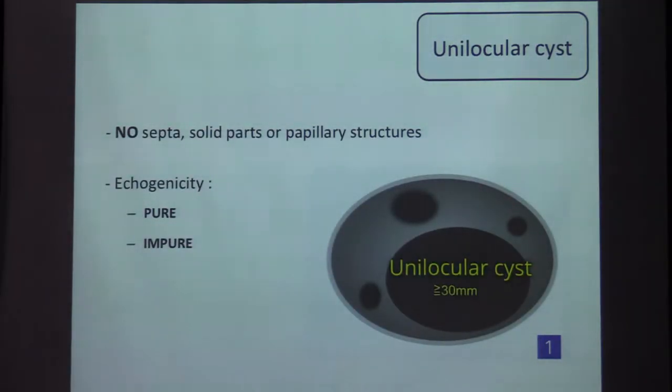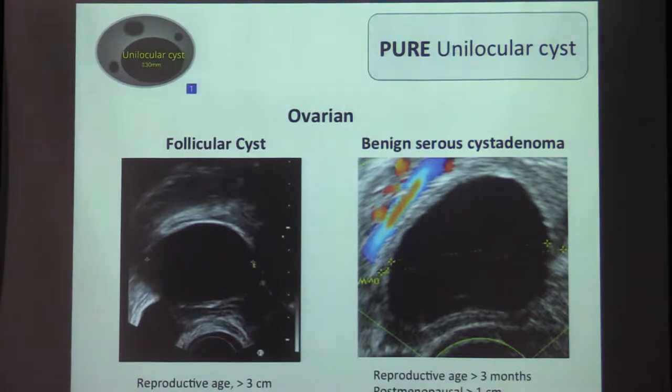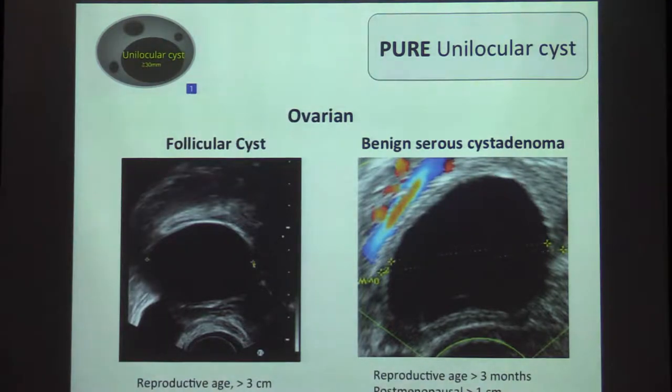First category, the unilocular cyst, is defined as a cyst with no septa, no solid part, and no papillary structure. Its echogenicity can be pure or impure. When the cyst is pure and ovarian, you have 2 diagnoses. It can be a follicular cyst in women of reproductive age when the height is greater than 3 centimeters, or a benign serocystadenoma. Diagnosis will be made in postmenopausal women when the height is greater than 1 centimeter, and in women of reproductive age when it remains beyond 3 months.